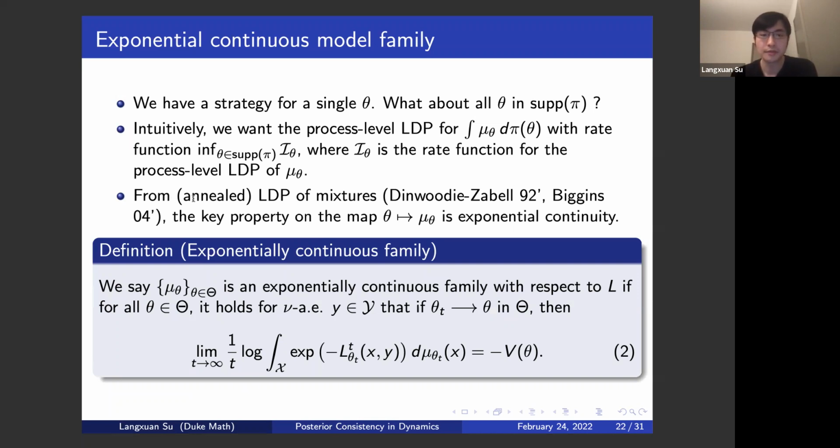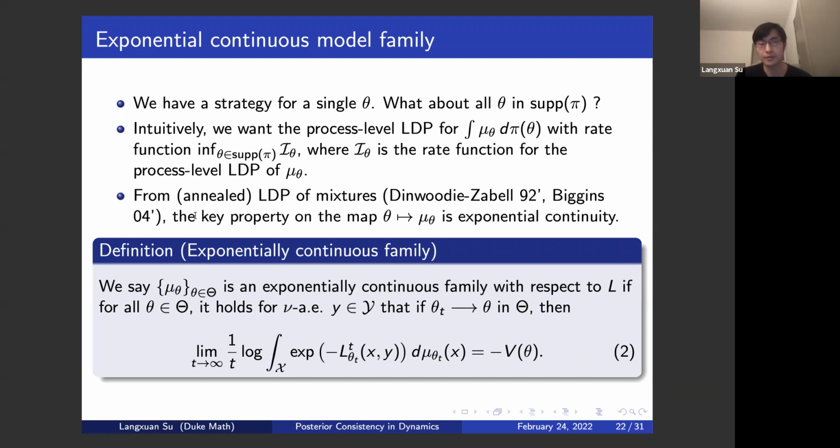Then actually this is connected to another thing that is so well studied in the large deviation literature. It's called the annealed large deviation principle, or large deviation principle of mixture. So what it does is that once you have a large deviation principle for any single mu theta, then you can also derive a large deviation principle for any mixture of this mu theta. And the rate function is actually exactly given by something like this. So it's something like the infimum of theta on the support of the measure that gives you the mixture.